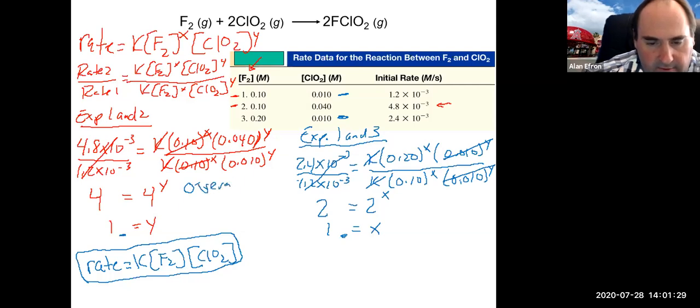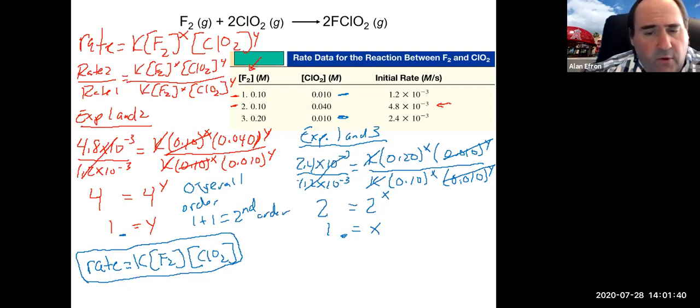And the overall order is simply taking both of these orders and adding them together. So 1 + 1 gives you a second order reaction overall. So overall, as a whole, this reaction was referred to as a second order reaction. And we're going to see second order reactions a little bit later on in this chapter in terms of what's going on in that case.